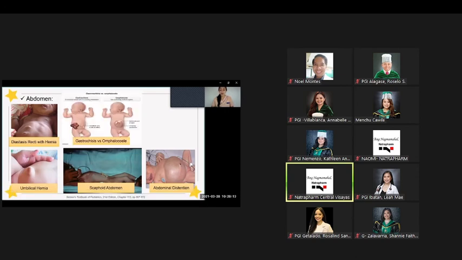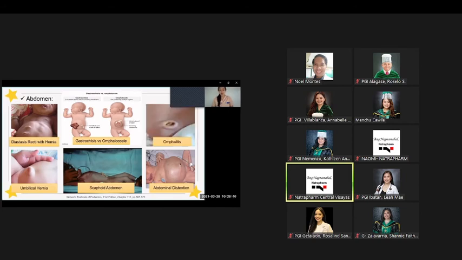Abdominal wall defects such as gastroschisis is a full thickness abdominal wall defect that is laterally located to the umbilicus. Compared to the omphalocele, in which the abdominal contents herniate into the base of the umbilical cord and are covered by a protective membrane. The omphalocele is associated with other anomalies or syndromes.